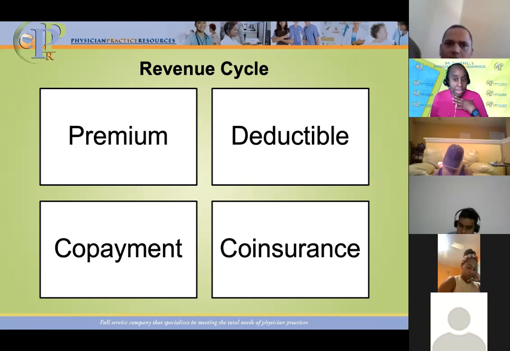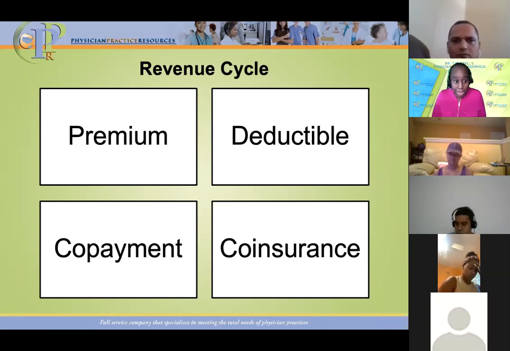So I'm going to use myself again as an example. Monthly, I'm paying a premium for my health insurance that keeps the insurance going. And then every calendar year, I have a deductible that I have to meet before my United Healthcare will pay. So my deductible is $1,250. United does not kick in until I've paid $1,250. So until I pay $1,250, they pay nothing.